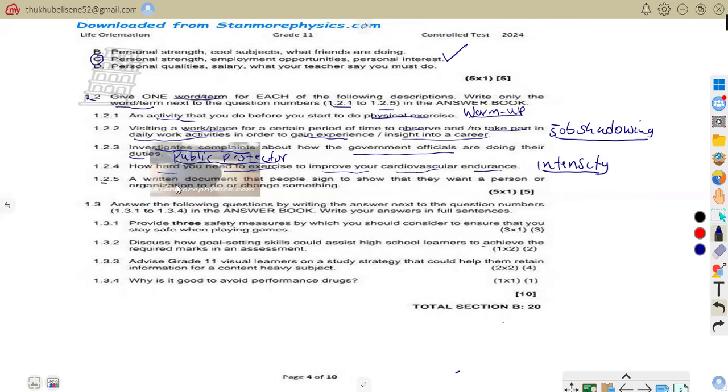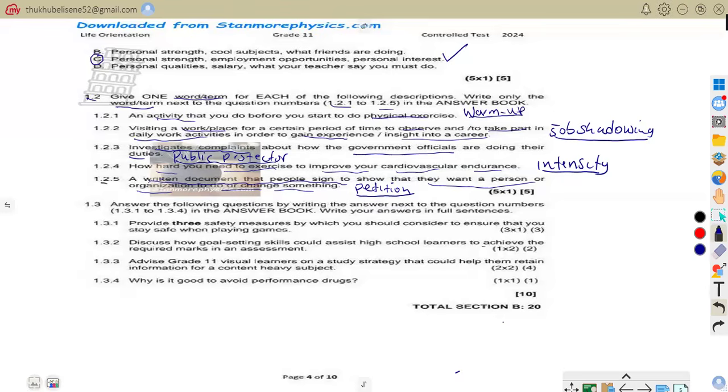1.25, a written document that people sign to show that they want a person or an organization to do or change something. So that is when we're talking about a petition. It's a formal written request by people. For example, learners requesting school facilities, or a community protesting against poor delivery. That's a petition, good people.